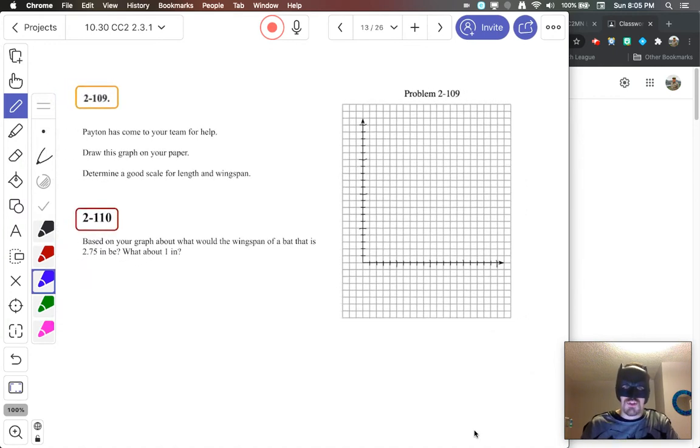So last 2 questions of the day is going to be, Peyton has come to your team for help, to come to us for help here. We're going to draw this graph on your paper, and I want you to do this right now. I want you to determine, what do you think a good scale would be for the length and the wingspan, all right? You could keep the wingspan or the length at 1. It's up to you, okay? We want to best represent the data and be able to see it really, really well. All right. So go ahead and do that on your own right now, and then come back to the video and we will see what I came up with.